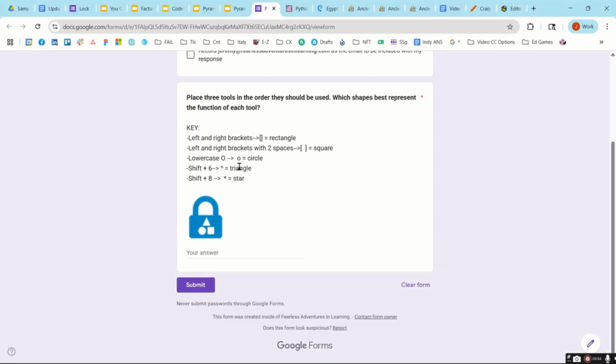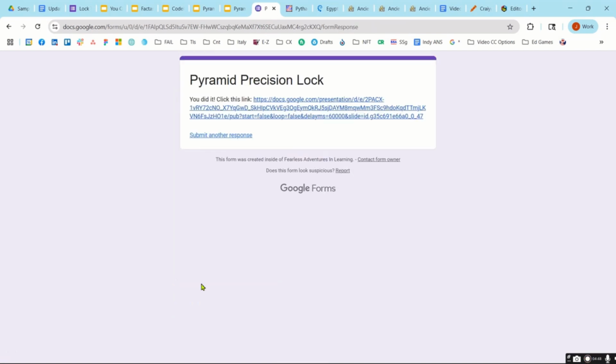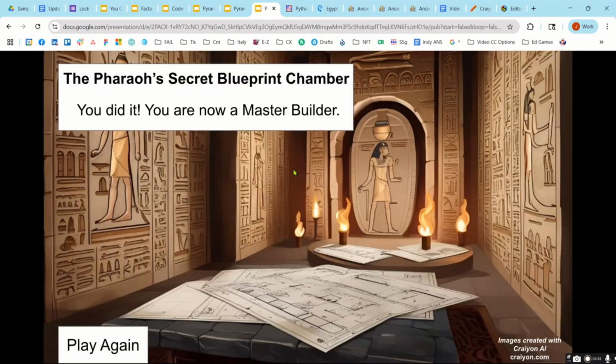Okay, so we said that the first tool was the Merkhet, which was aligned with the stars. So the first tool must be a star, or an asterisk. The second tool we said was that rope triangle, so that must be a triangle. Finally, we used a square level, so we should probably use the symbol for square. All right, let's see what happens. Submit. You did it. Click this link. Aha! The Pharaoh's secret blueprint chamber. You are now a master builder.